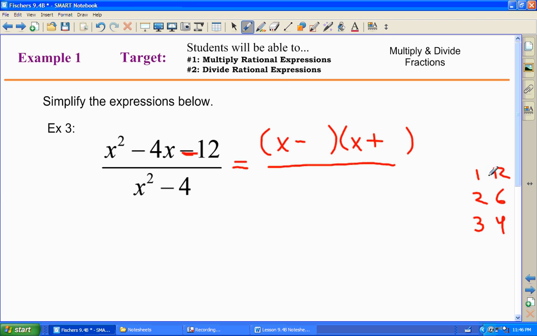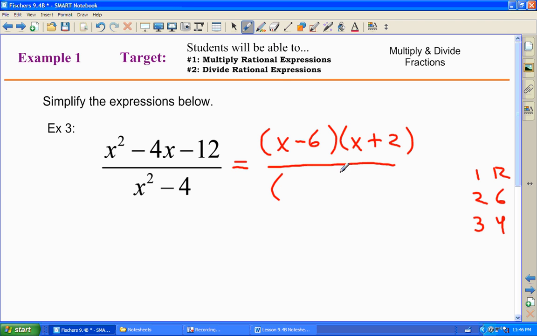1 and 12 give me 11 if 1 was negative. 3 and 4 would only give me a 1 if one of these two was negative. 2 and 6 would work though, and I need to make the negative bigger, so it's got to be -6 plus 2. -6 times +2 gives me the -12 that I need. -6x and a +2x gives me a net of -4x that I need here. Okay, hope that makes sense. Oops. So -6 and a +2. So I factor the top.